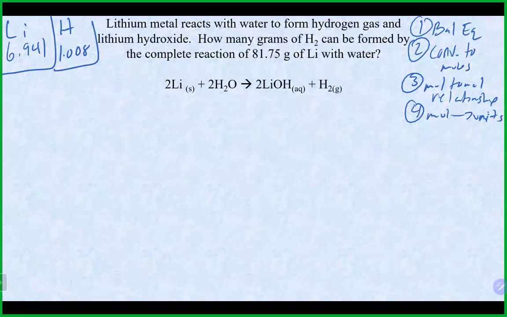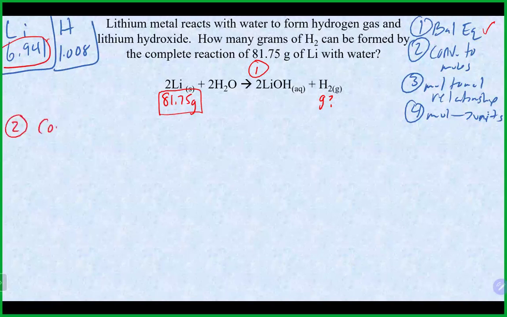We basically are starting with 81.75 grams of lithium. We want to know in this case how many grams of hydrogen. So it's definitely a stoichiometry problem. We're going to start with our steps. Step number 1 there is already done for us since we did it in the last one. In this case, we do need to convert right into moles since we were given grams of lithium. We would go to the periodic table here and use the molar mass of lithium as our conversion factor. So we're going to convert to moles.